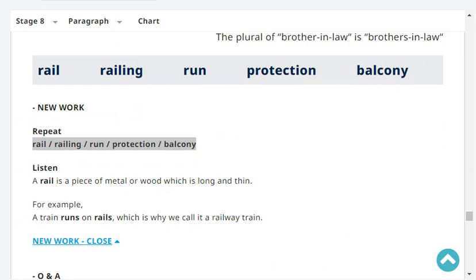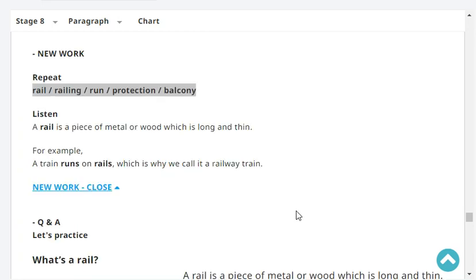Next, repeat: rail, railroad, railing, Danish, run, long, protection, balcony. Very good. Okay, listen. A rail is a piece of metal or wood which is long and thin. For example, a train runs on rails, which is why we call it a railway train.